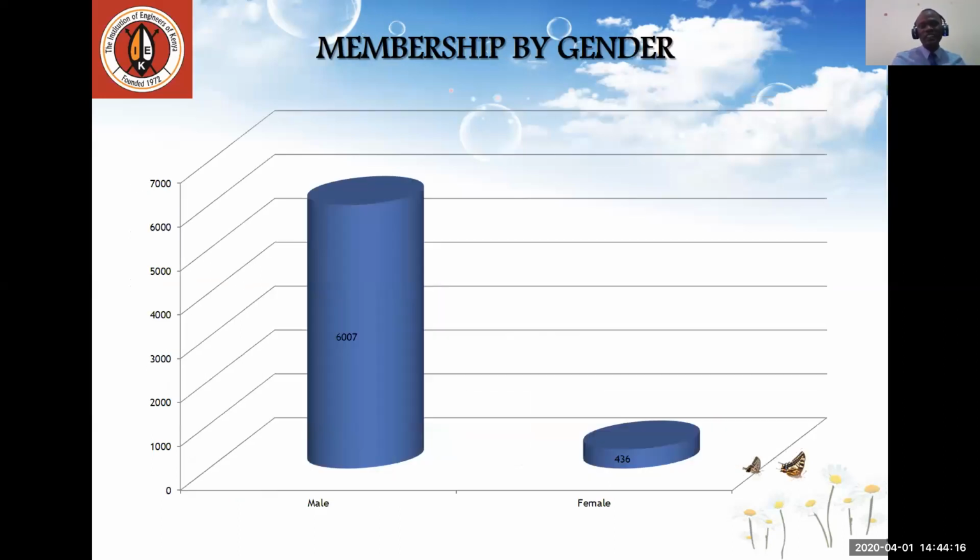Now, from the gender point of view, it has been worse. You can see the male are 6,007 and the female are 436. This is such a big disparity also in the profession. And as engineers, and especially the professional engineers, we need to hold hands with our female engineers so that we can mentor them, we can coach them, so that the numbers can grow from 436 to about 1,000 in the next 1 or 2 years.